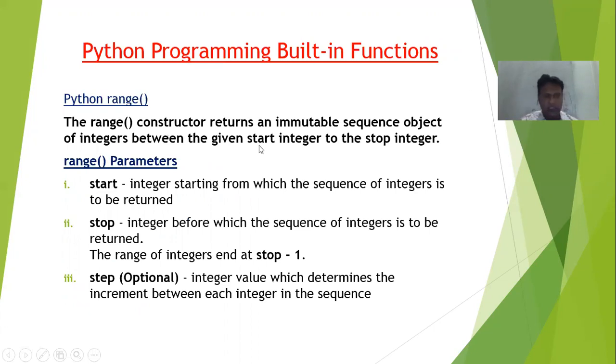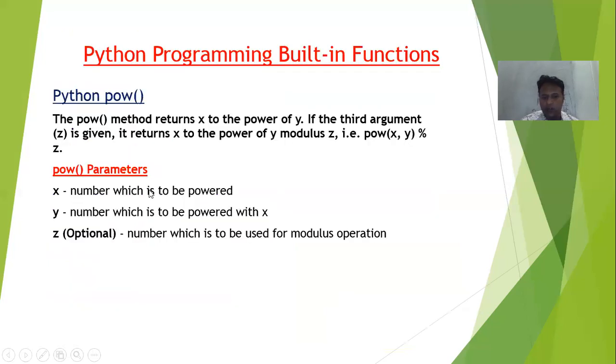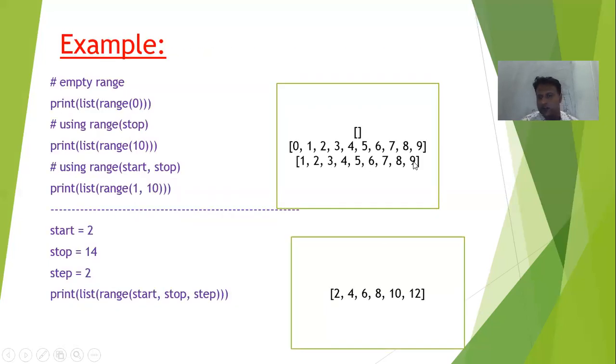The Python range function. Range is a constructor that returns an immutable sequence object of integers. The range contains three parts: start, stop, and step. If you write list(range(10)), by default it starts from 0, so it prints 0 to 9. If you write list(range(1, 10)), it starts from 1 and prints 1 to 9.